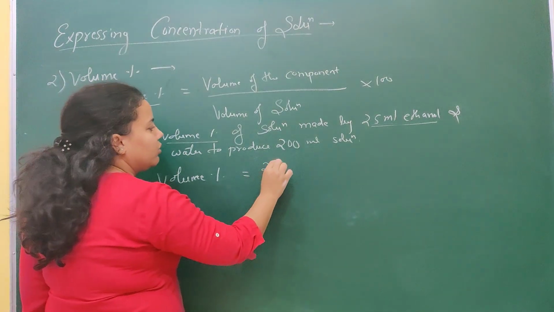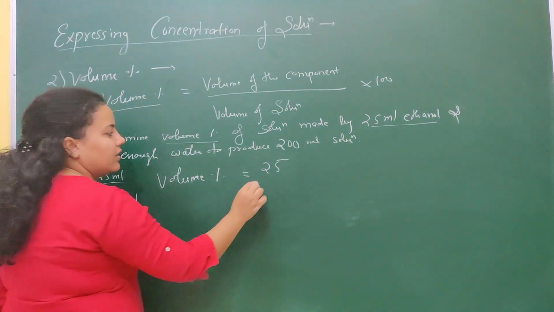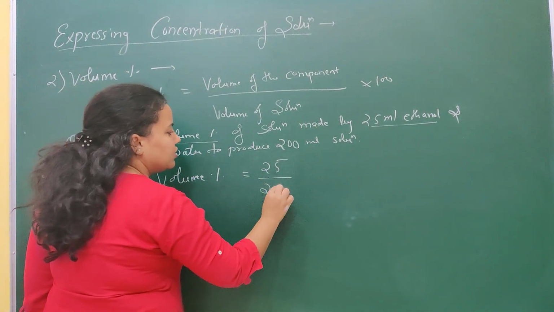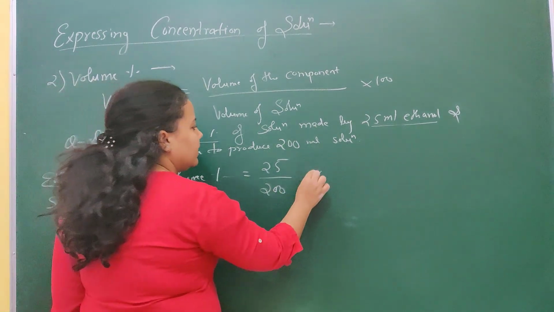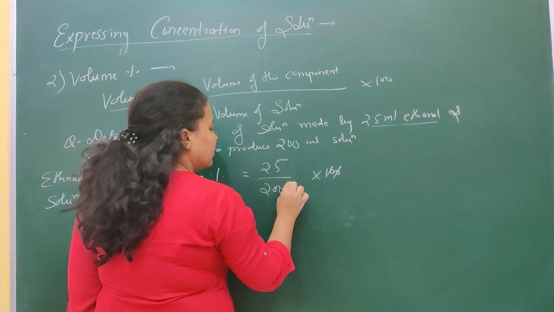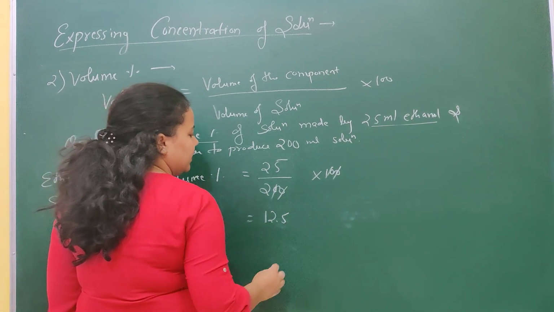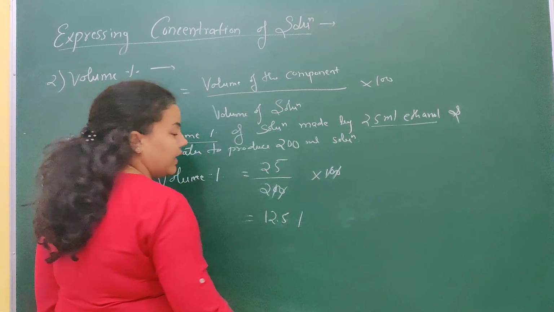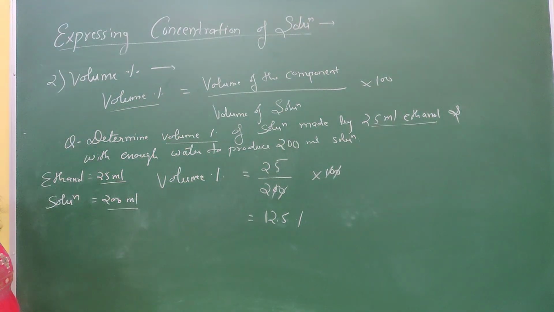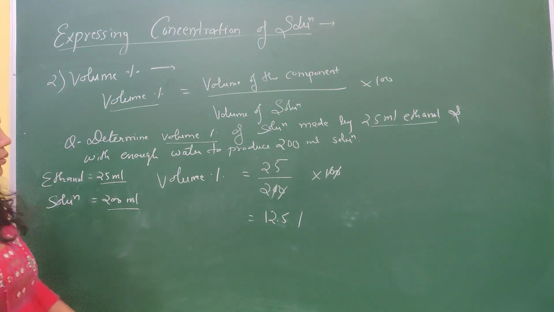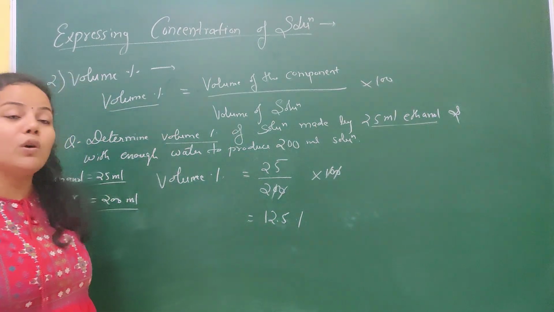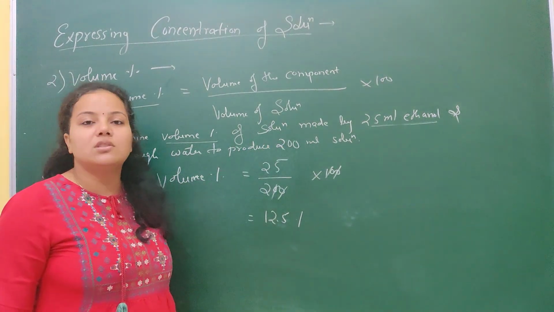So how are we going to measure it? 25 upon the volume of solution they have given us, 200, into 100, which comes as 12.5%. So this is one way I'll say that 12.5% by volume of ethanol is present in this 200 ml of solution, right?